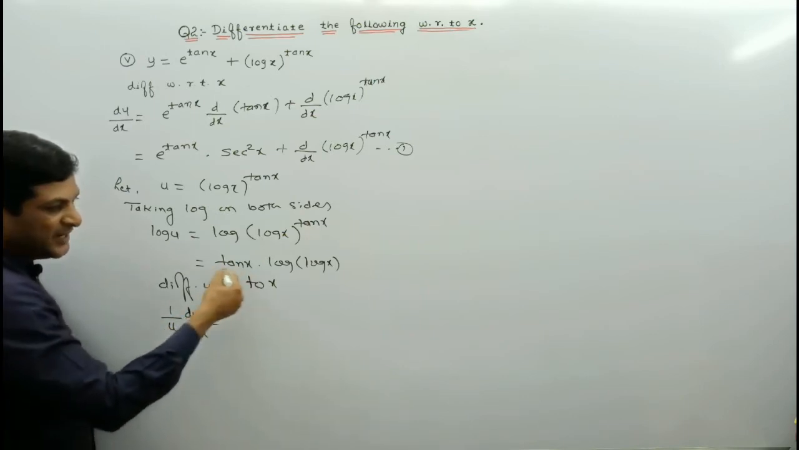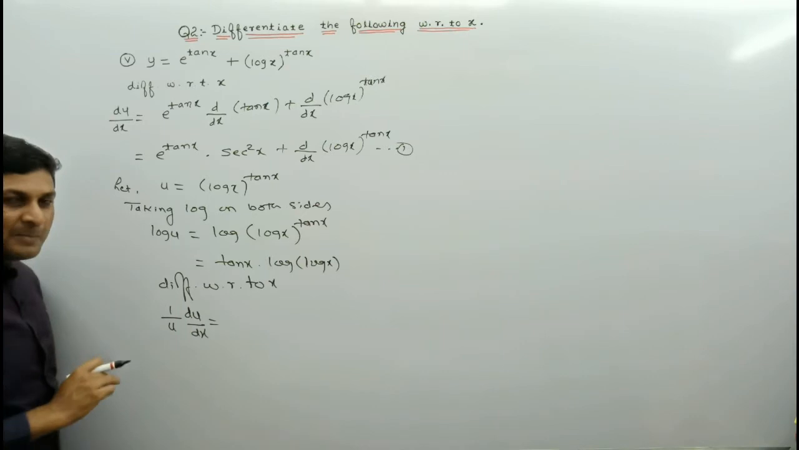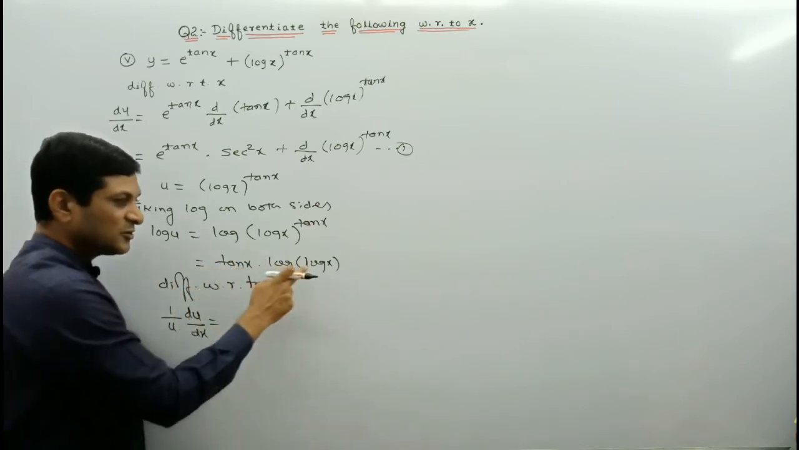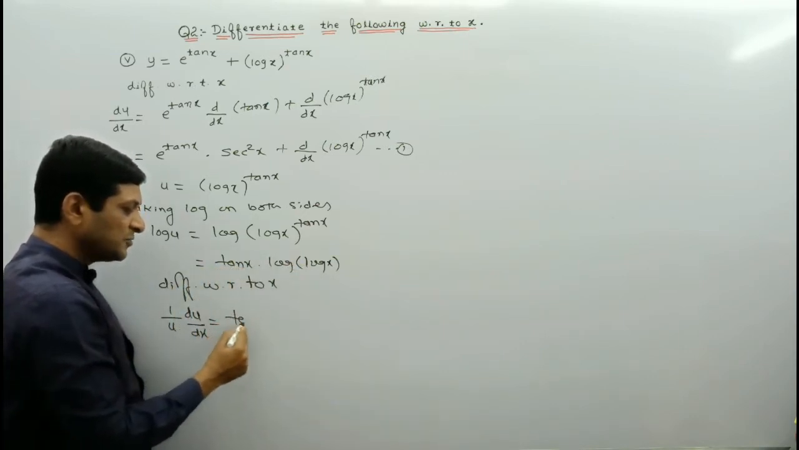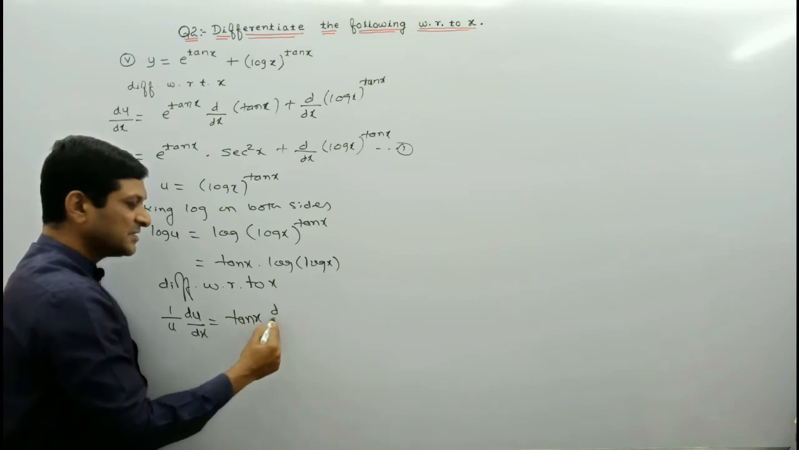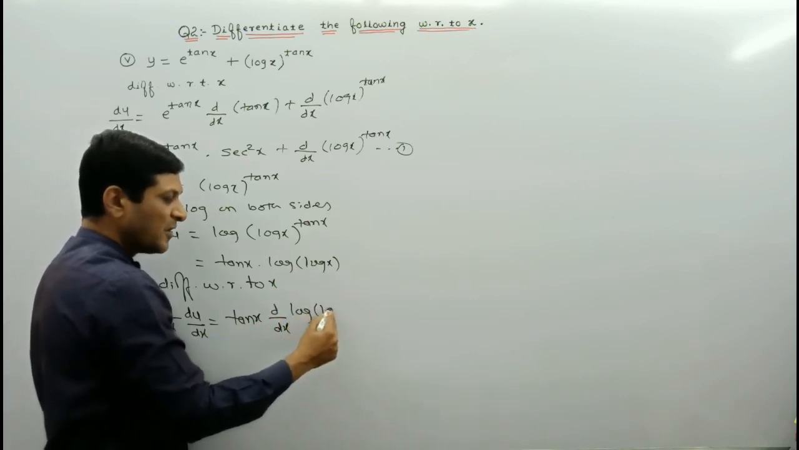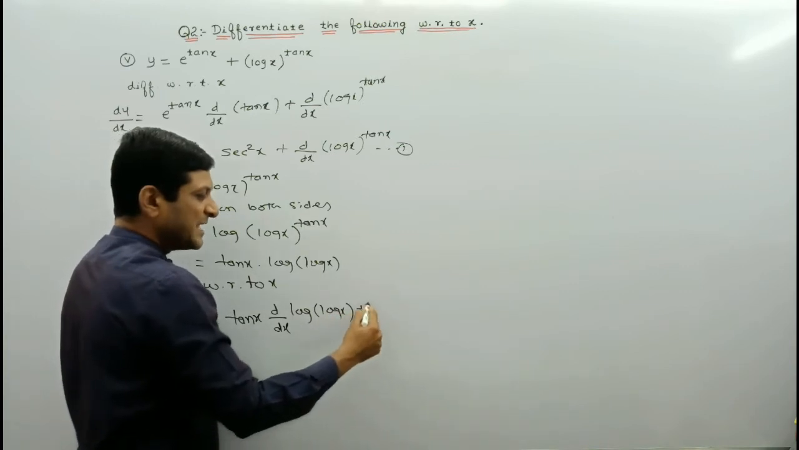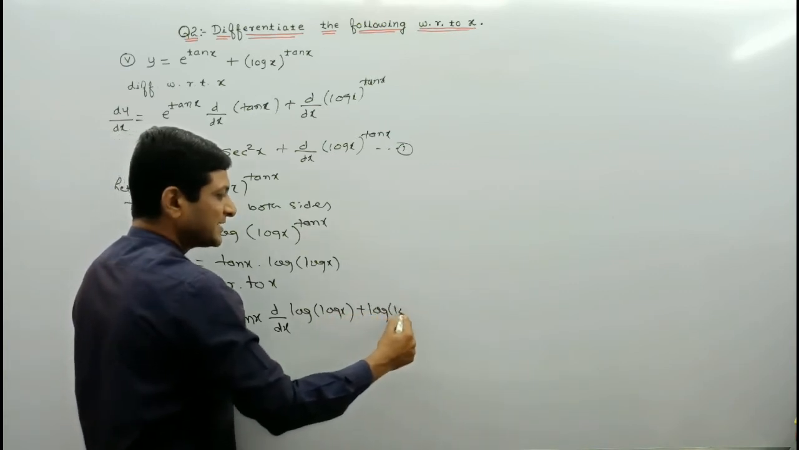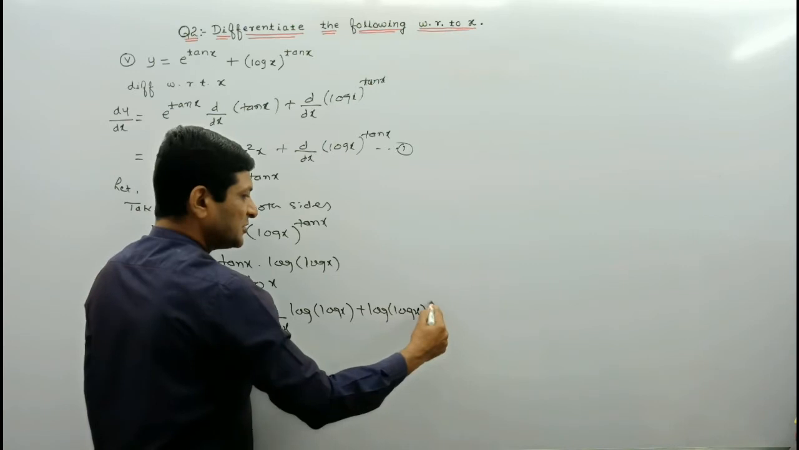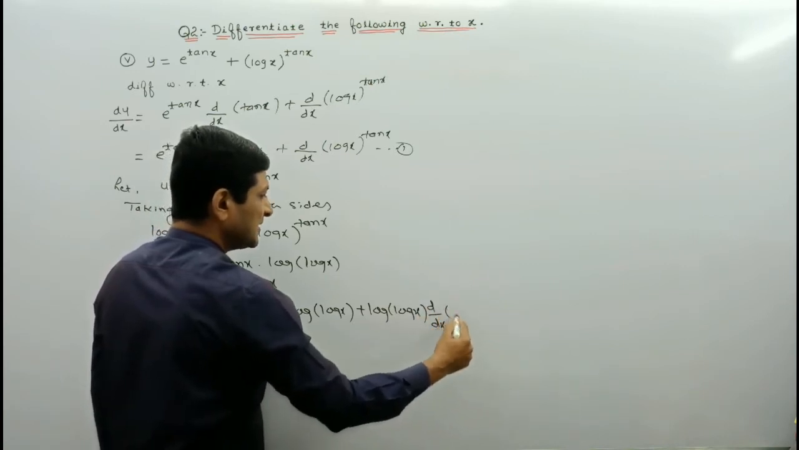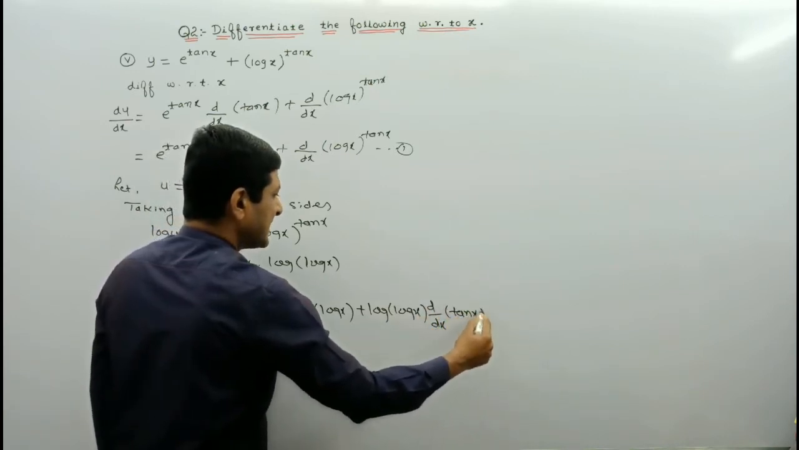On this side, to find out differentiation we have to apply product rule, because product of two functions is there. According to product rule, keep first term as it is into derivative of second term. What is second term? Log of log x, plus second term as it is, means log of log x as it is, into derivative of first term. What is first term here? First term is nothing but tan x.